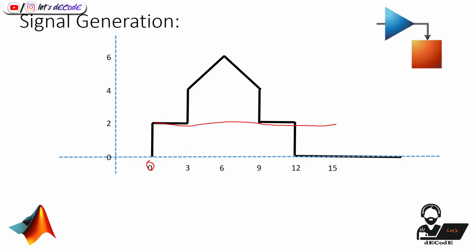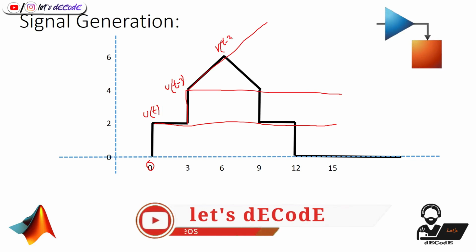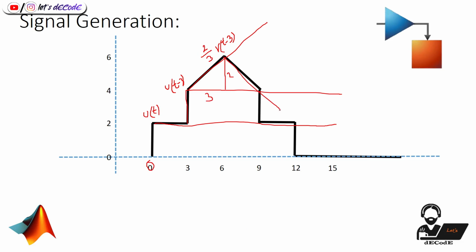A step signal starting at origin. A step signal with a delay of 3. Also a ramp signal starting at 3, but with a slope of 2/3, as it changes 2 units vertically with a movement of 3 units horizontally. And we have some other signals combined at given time units.